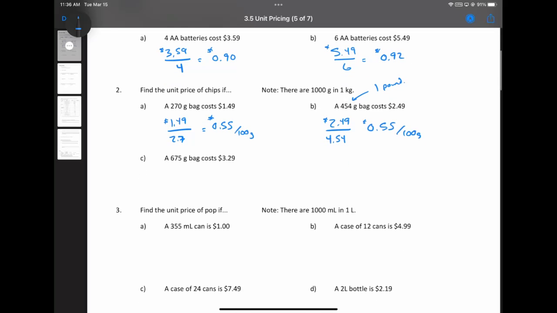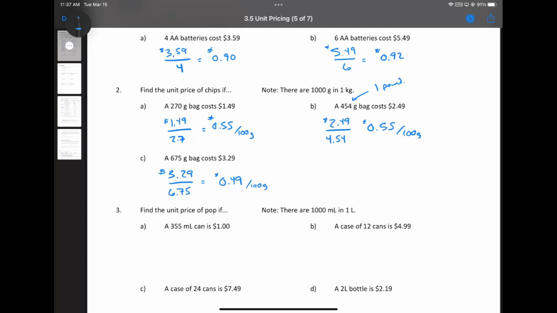So here we're going to take our cost, $3.29, divided by the number of 100-gram portions, which will be 6.75. And 3.29 divided by 6.75 is 0.487, which will round off to 0.49. Okay, so that's 49 cents per 100 grams. That is a little bit cheaper. It's about 10% cheaper than the other two sizes of bags, so it is a better deal.